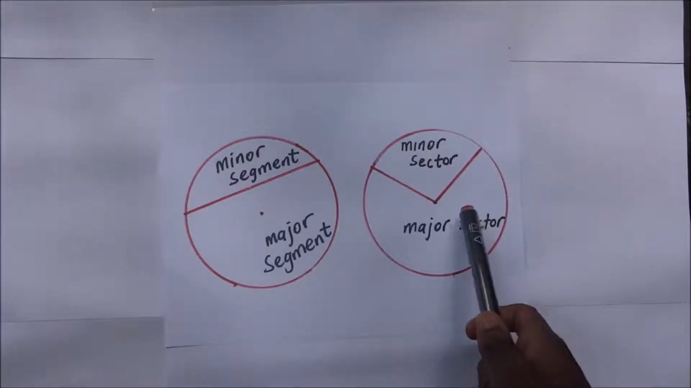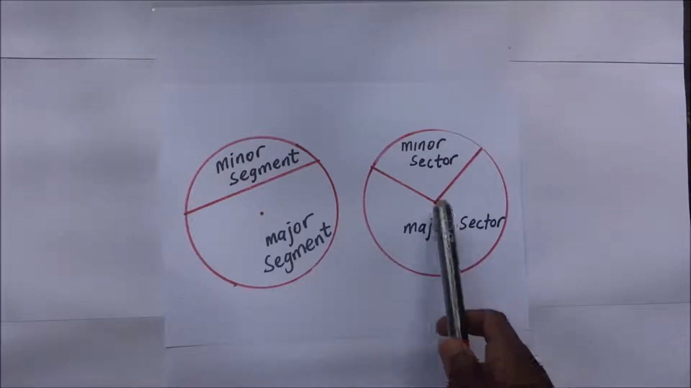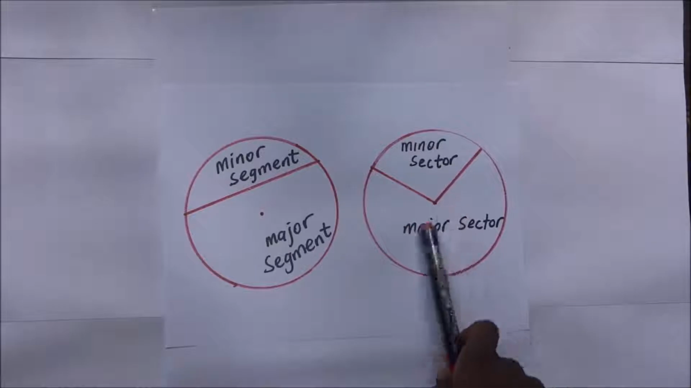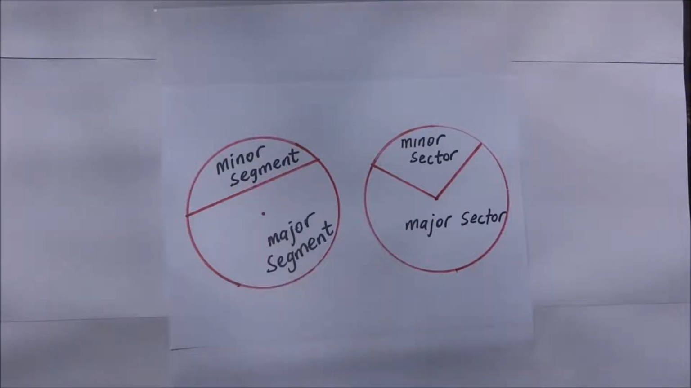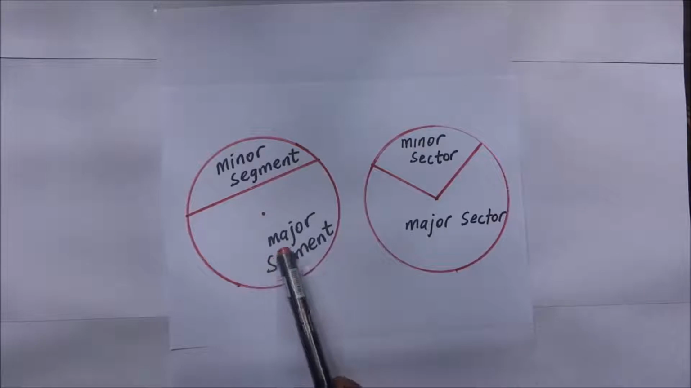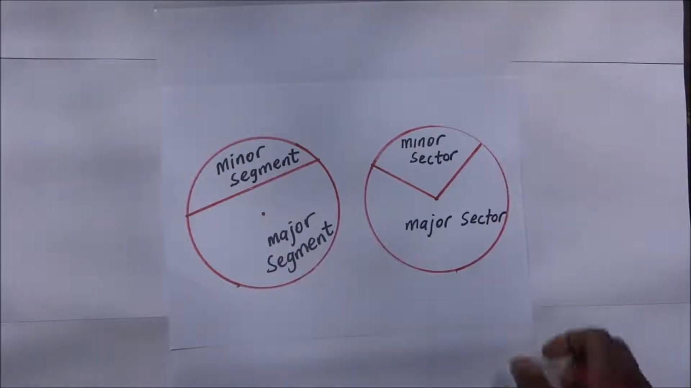We said that a sector is a portion of a circle that is found between two radii. So this portion, the smaller portion, is what we are calling the minor sector, and the larger portion, we call the major sector. We said that a segment is a portion that is cut off by a chord. The larger portion of the segment, which is this one, is the major segment, and the smaller portion is the minor segment.